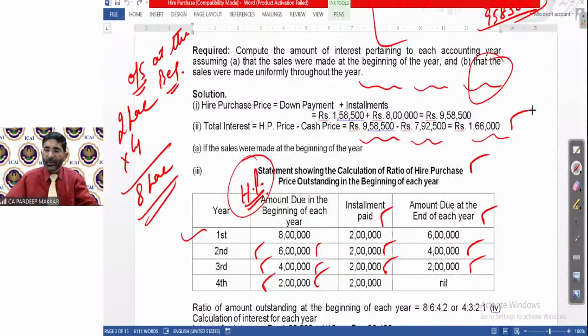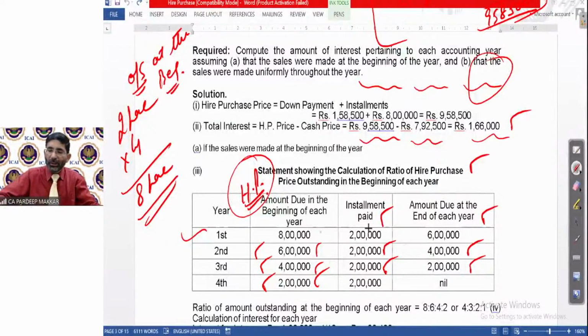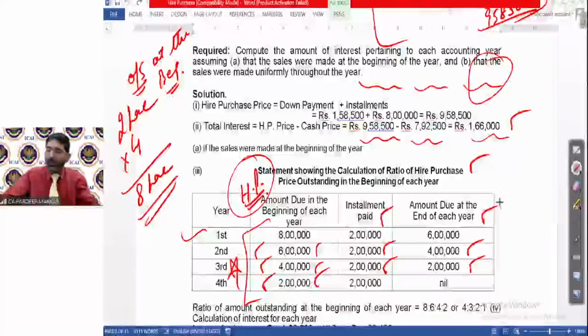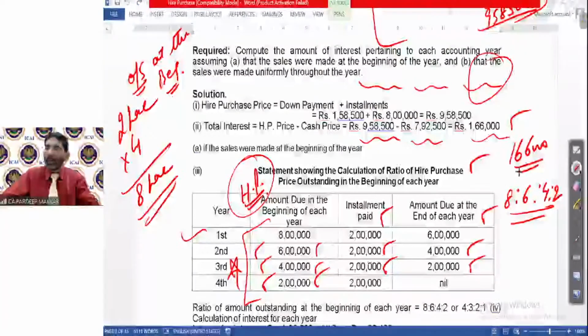सो 1,66,000 जो इंटरेस्ट रहेगा उसको हम लोग प्रपोर्शनेटली डिवाइड कर देंगे इसी रेशो में, जो हमारी रेशो है, दैट इज दिस वन. In this ratio we will divide. It is 8:6:4:2. So in this ratio we will divide rupees 1,66,000 and we will be able to get the amount of interest. That's it.